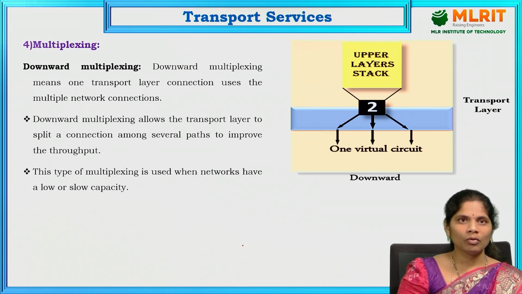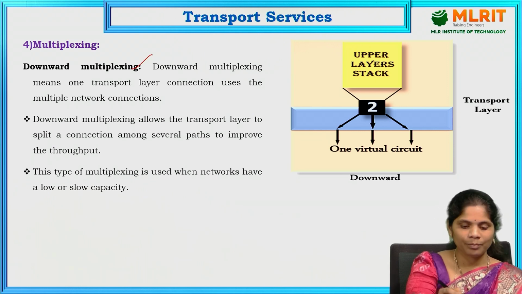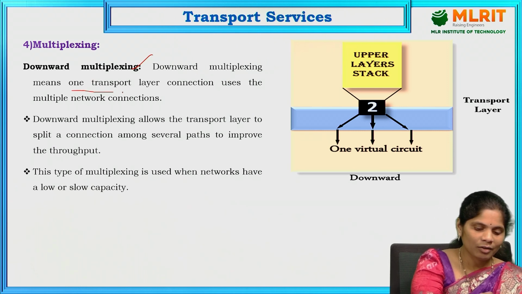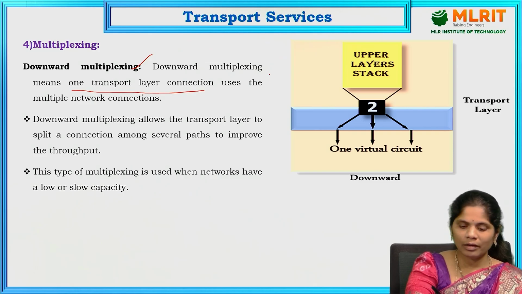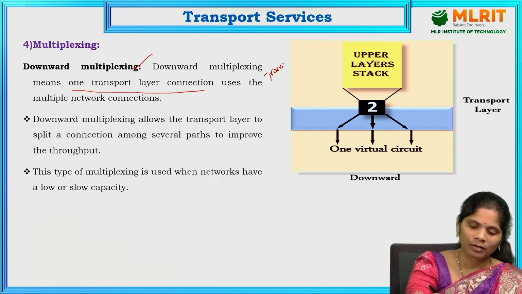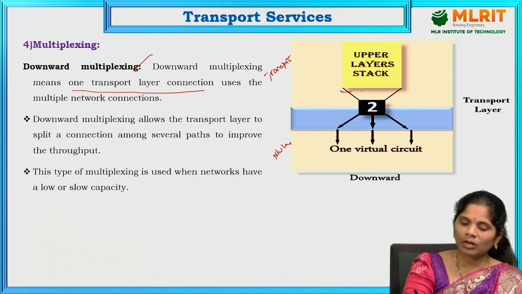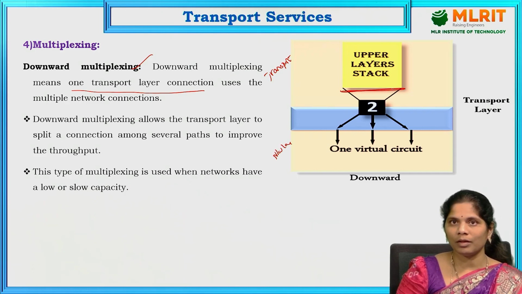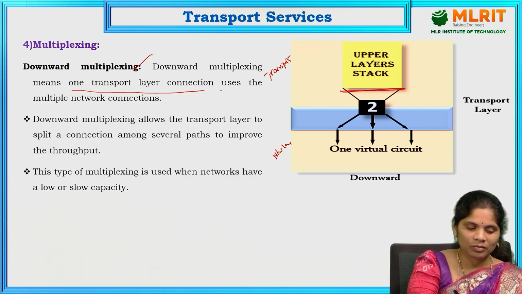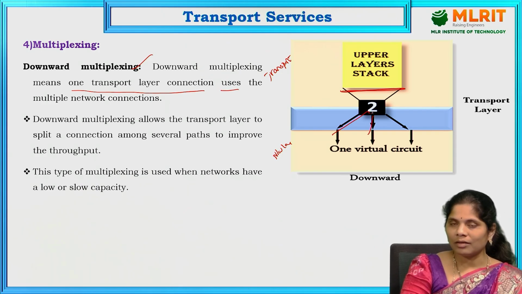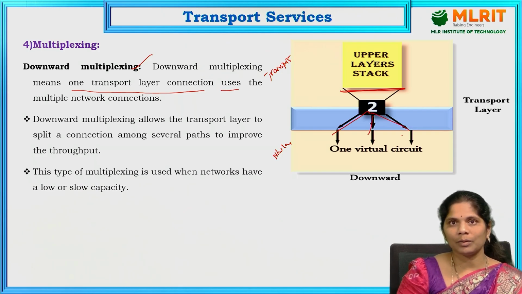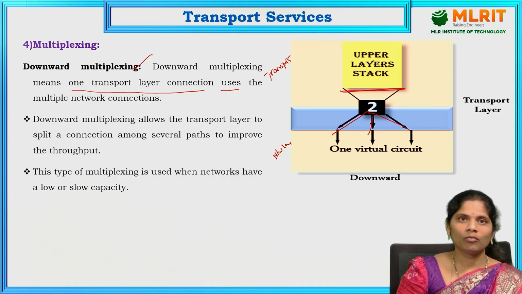And coming to downward multiplexing. What is downward multiplexing? Here we have one transport layer connection, this is the transport layer and this is the network layer. Only one transport connection is used over multiple network connections, the reverse of upward multiplexing. That is nothing but downward multiplexing.